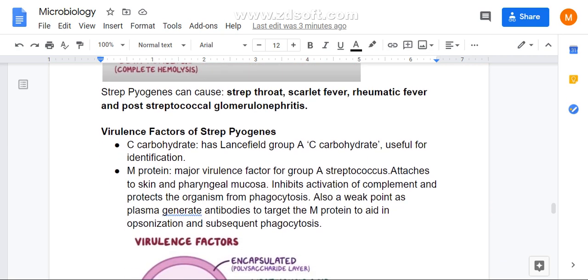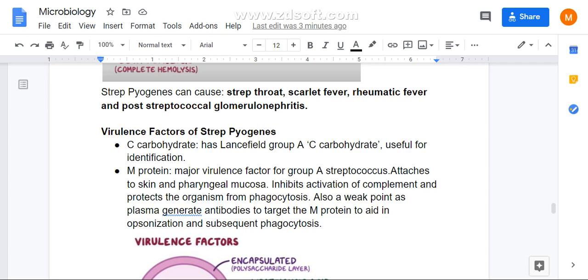So I'll go through the virulence factors of strep pyogenes. Strep pyogenes has a C carbohydrate, as I mentioned earlier, the group A C carbohydrate. This doesn't have any clinical relevance other than identification.